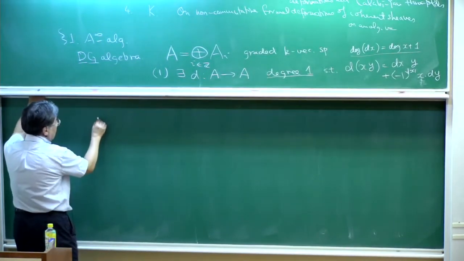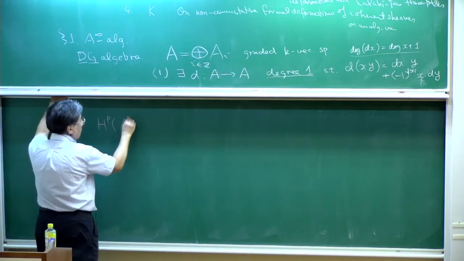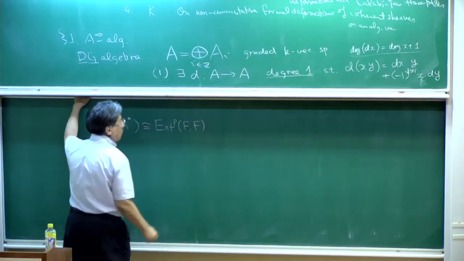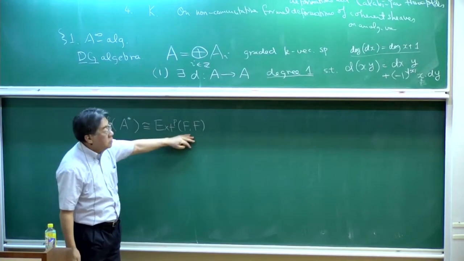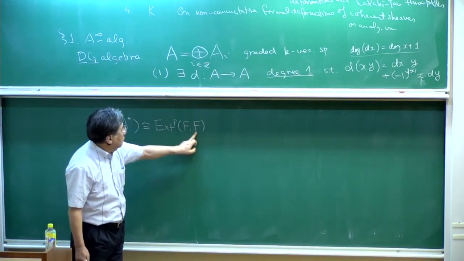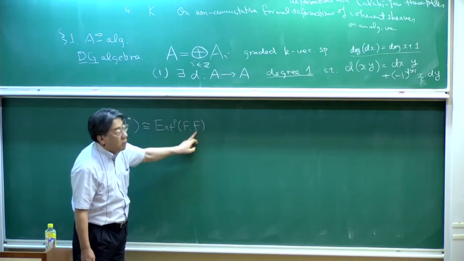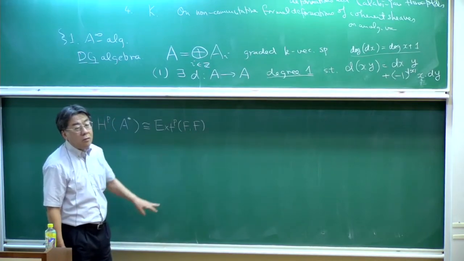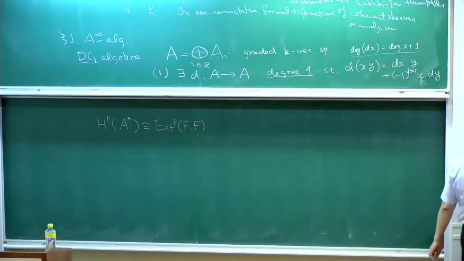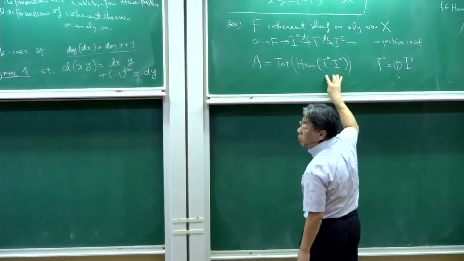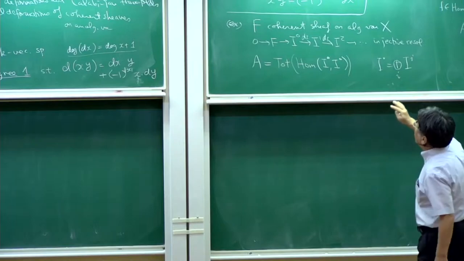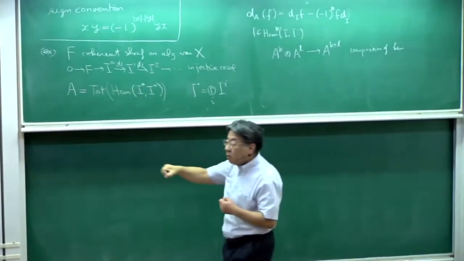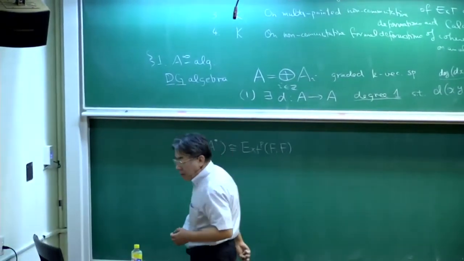If I take H^p of A, then this is isomorphic to Ext^p of F, F. So if you want to calculate the extension module, you can resolve the second argument in the injective resolution, and take cohomology. Then you get the extension sheaf. But you can resolve both arguments, and still you get the same cohomology. In this example, I resolve both arguments to get the extension sheaf. And the advantage is that if I resolve both sides, then I can have this ring structure. If you resolve only one argument, then you don't have ring structure. But in this way, I can put ring structure.